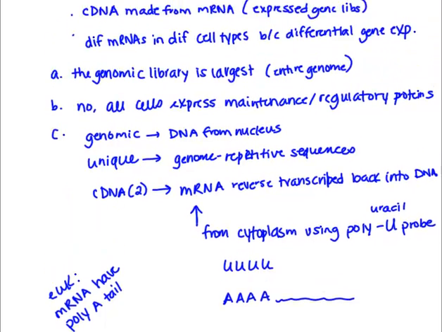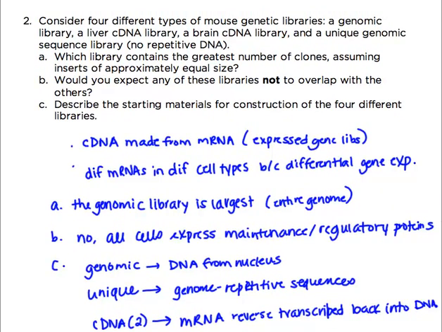So these are just an overview of some simple types of genetic libraries, and it's definitely a good idea to know how they differ from each other and also how they can relate and overlap.